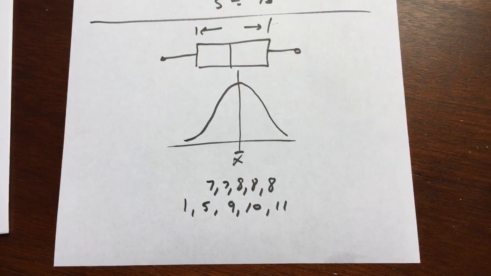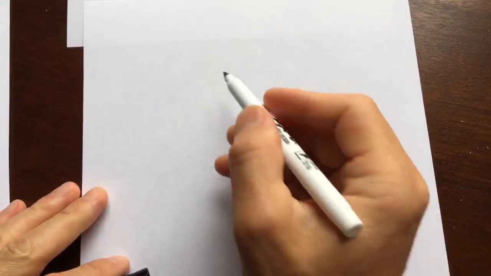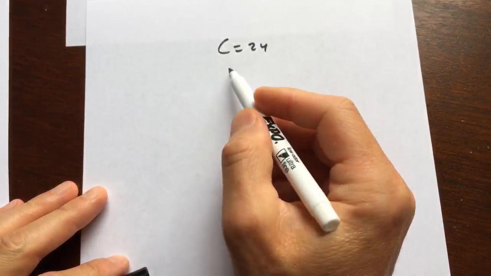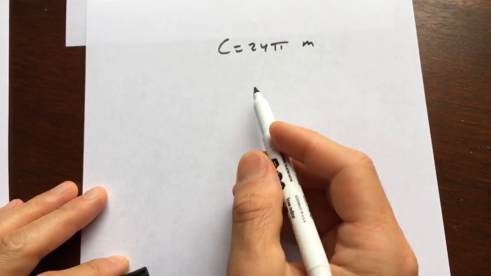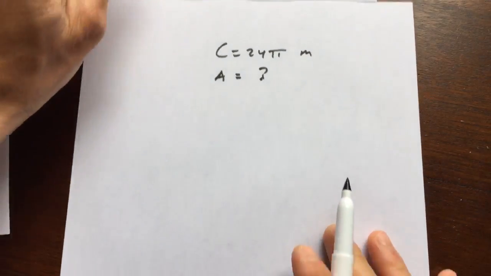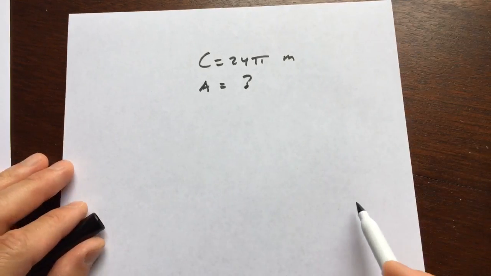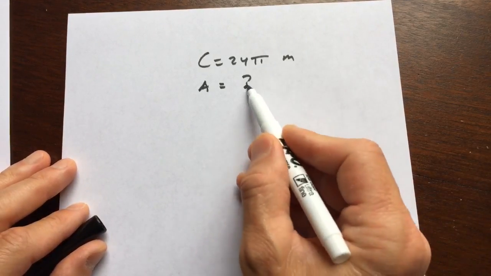Somebody else had a question about a circle. Jake was asking: the circumference of a circle is 24 pi meters. What is the area? Okay, let's see if you guys and gals can figure out this one. What was that question again? The circumference is 24 pi meters, and they're asking what the area is. This is a pretty good introductory question. What do you guys think? Any ideas about how to find the area?